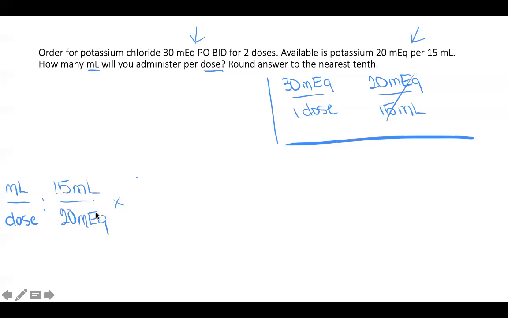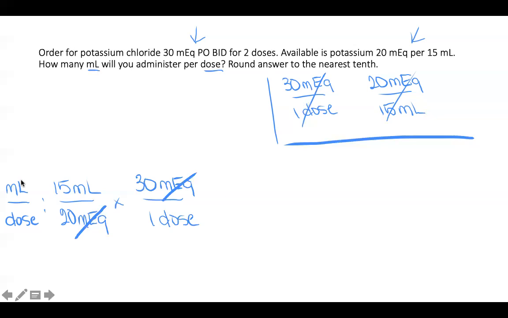Okay, I have milliequivalents on the bottom here. I need milliequivalents on the top here. So I come up to my box and look and find milliequivalents. And I have 30 milliequivalents over 1 dose. And then cross it out. Okay, once I've used everything in my box, I can now look and see if I can cancel any like units of measure. And I can. I have milliequivalents in the numerator and denominator here, so I can cancel those out. And the units of measure that I'm now left with are milliliters per dose, which matches what I'm looking for.